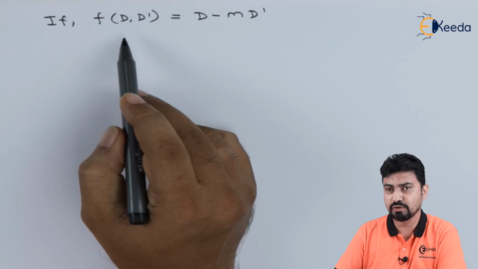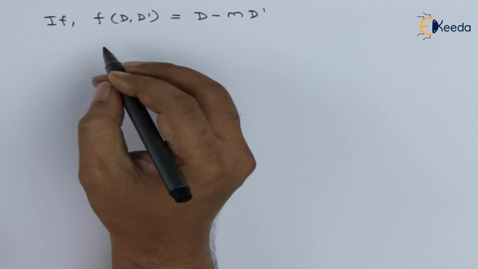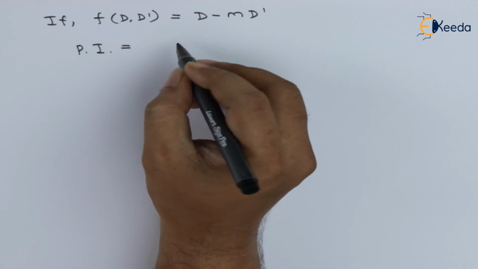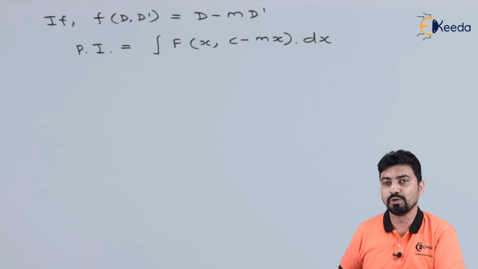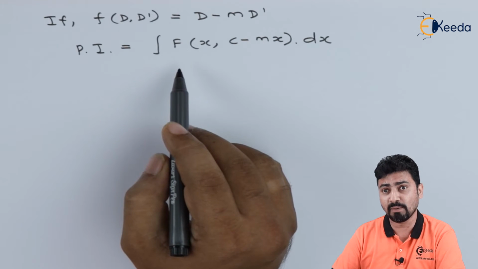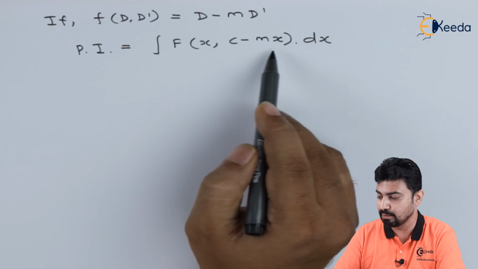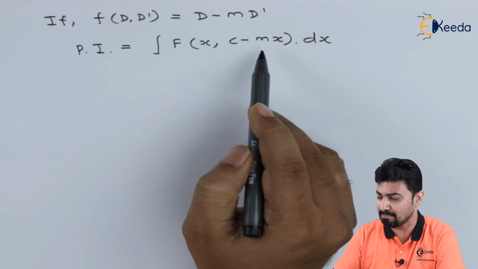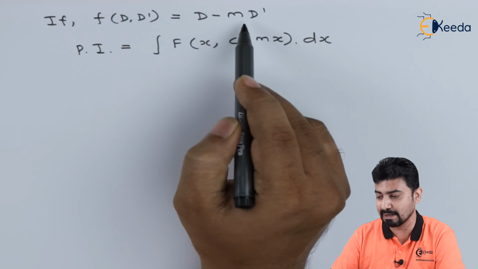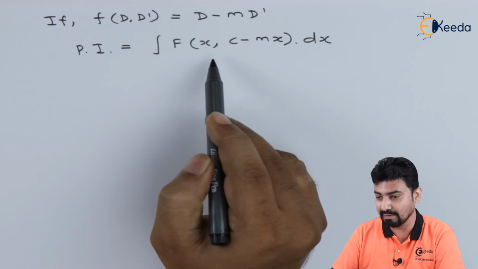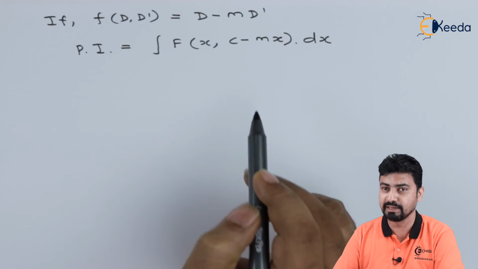Thus, if we have a function of D, D dash as a linear factor D minus mD dash, then our rule was: we would integrate the function f(x, y) by substituting y equal to c minus mx. So instead of y we put c minus mx, where m is the same as in D minus mD dash. Let us compare our linear factors with D minus mD dash, get the value of m, get the function f of x, y where y is c minus mx, and then integrate it further.